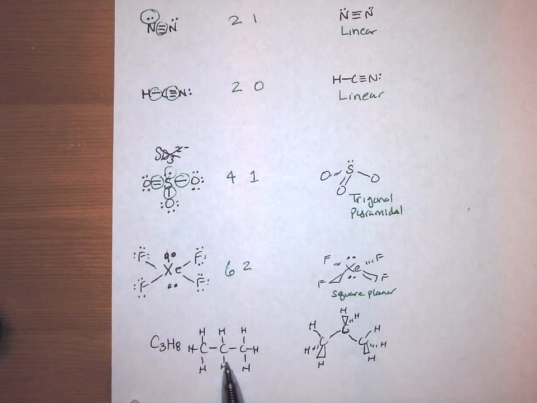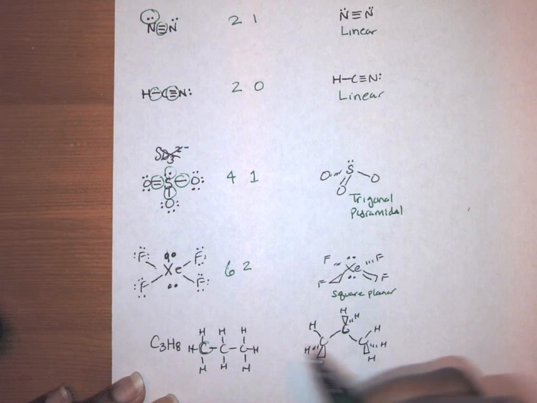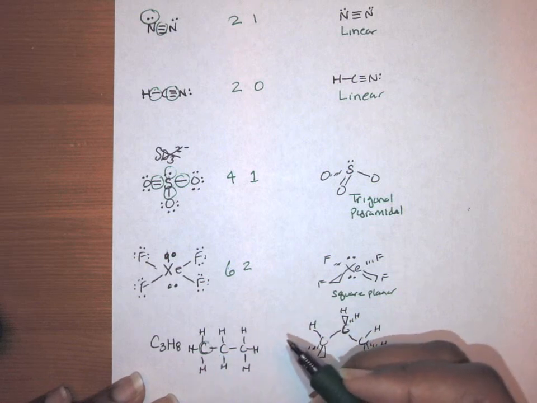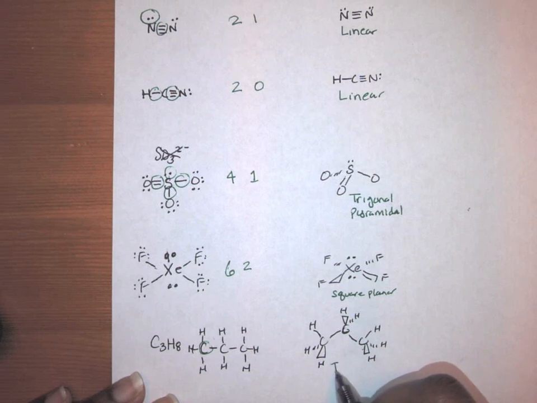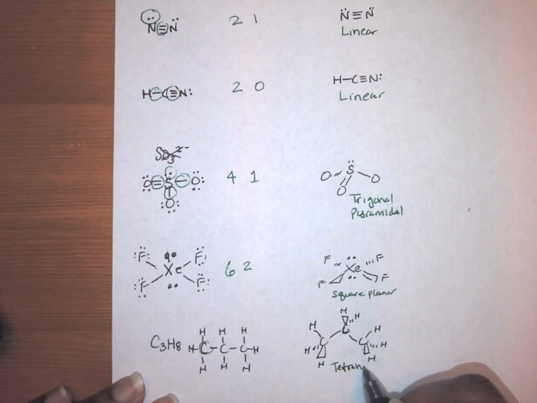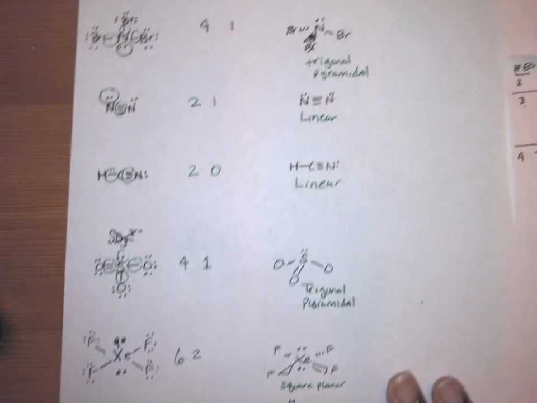And for this one, it has no central or focus atom. So you would have to choose one to focus on. You can focus on the one on the left, for example, and you would count that it has 4 electron domains and no lone pairs. And each of these individual carbons is tetrahedral. And I'll put a star there because they're for individual atoms, not the entire molecule. All right, so that's done.